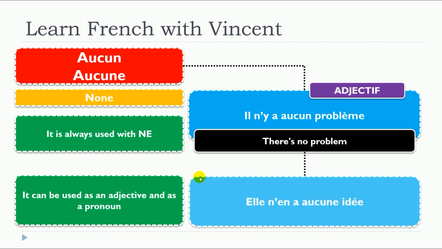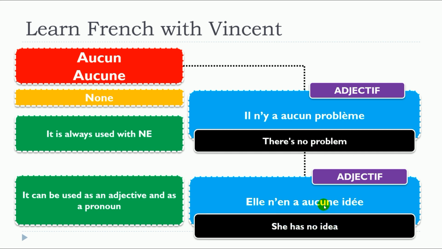So second situation, as an adjective, elle n'en a aucune idée. So in that situation, aucune is connected to idée. Idée is feminine singular, so we'll take the feminine singular version here. Aucune. Masculin, aucun problème. Féminin, aucune idée. So this is when we use aucun, aucune as adjectives.